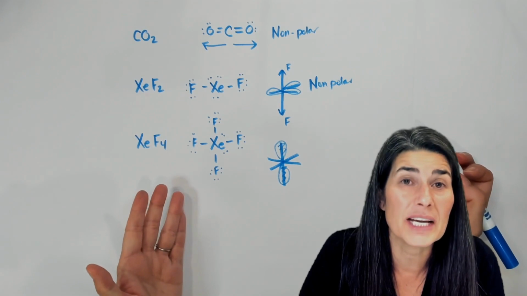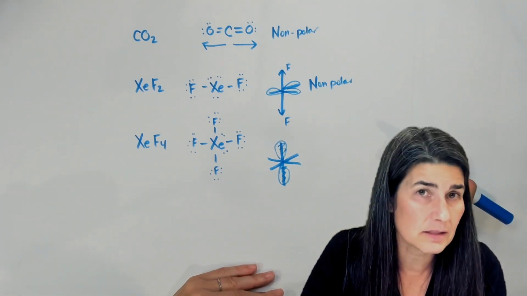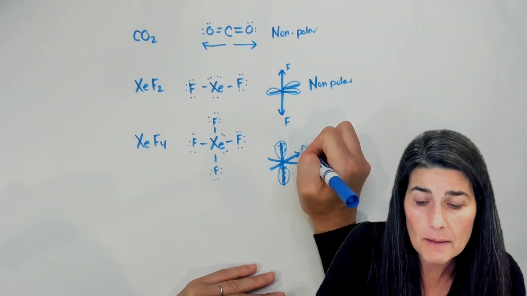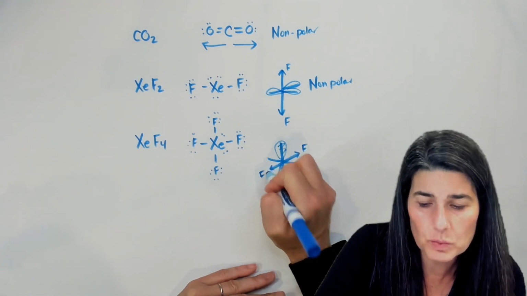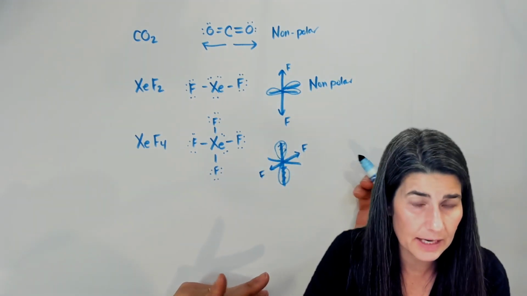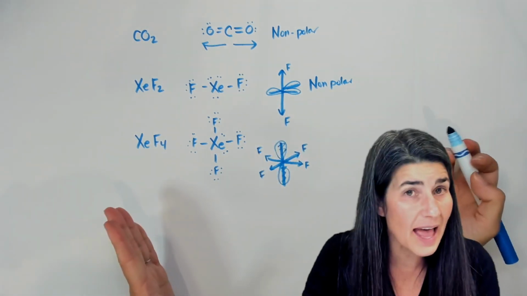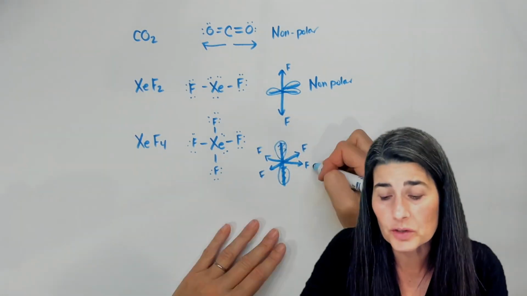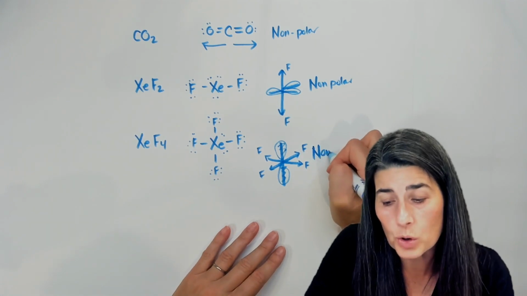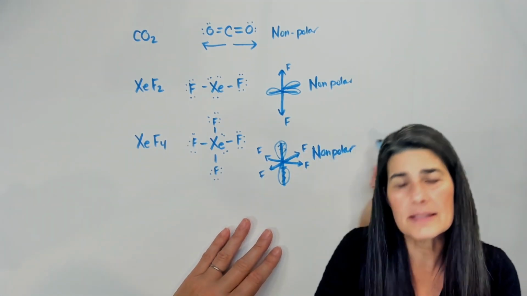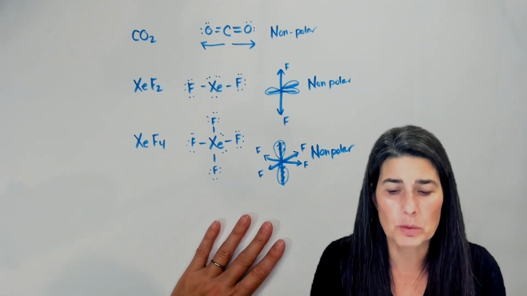This is symmetric. Top lone pair cancels down lone pair. A pull to the back cancels with the fluorine pull to the front. A pull to the right fluorine cancels with a pull to the left. It is no pull overall. And even though we have polar bonds, this is a non-polar molecule.